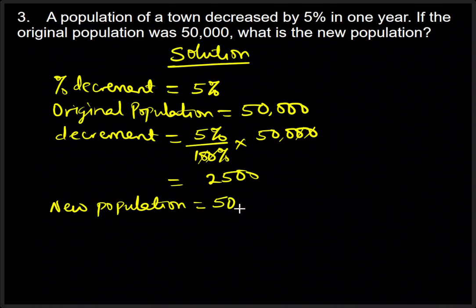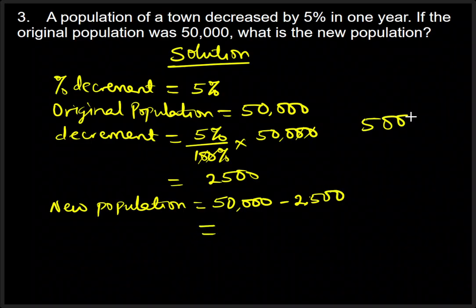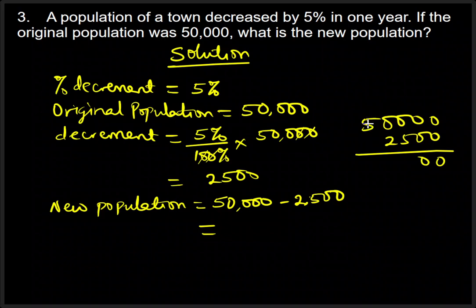Okay, so 50,000 minus 2,500, and that will give us, let's see, 50,000, then 2,500. So 0, 0, this will be 4, 10, this will be 9, 10, this will be 5, 7, 4.